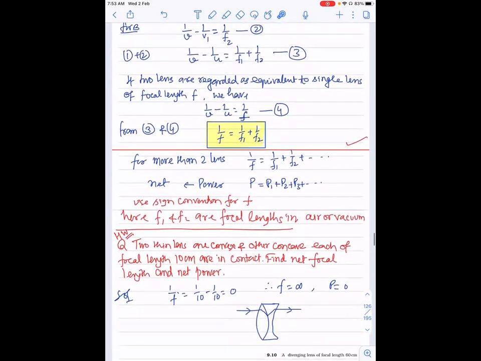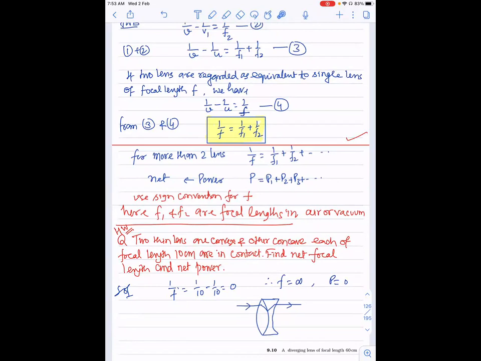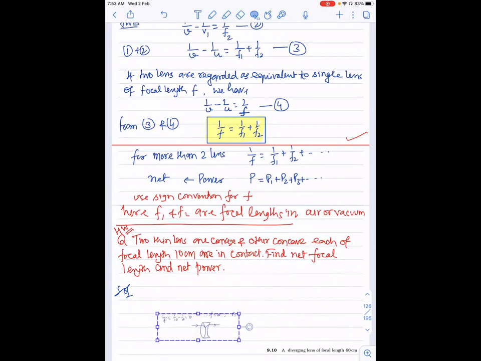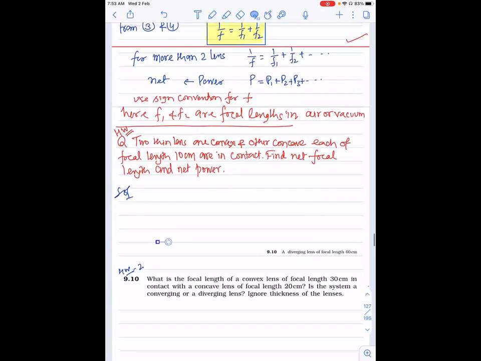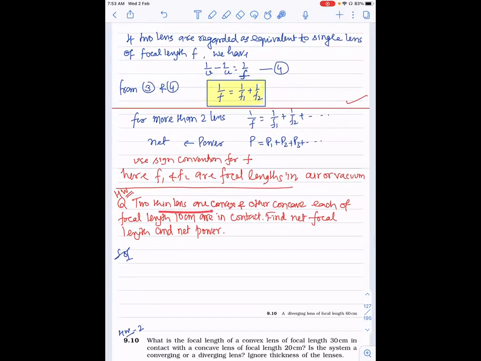ठीक है, जैसे ये question है, if you see this question, can you see two thin lenses, concave and convex, one is convex, other is concave, each of focal length 10 centimeter are in contact, find the net focal length and net power. नेट फोकल लेंथ निकालनी है, तो ये फार्मूला यूज कर लीजिए, और पावर के लिए 1 by f, नेट पावर के लिए 1 by नेट फोकल लेंथ। क्या आंसर आ रहा बोले?